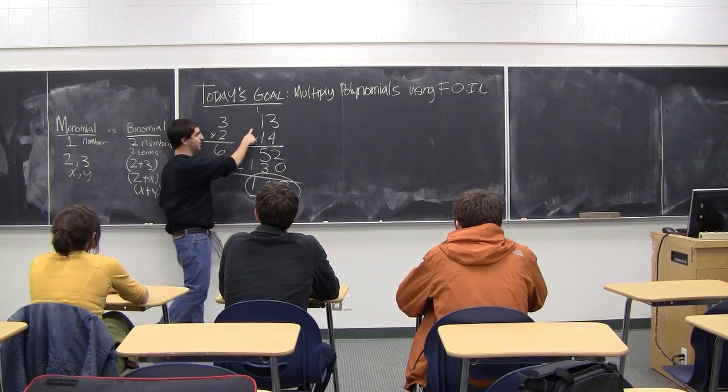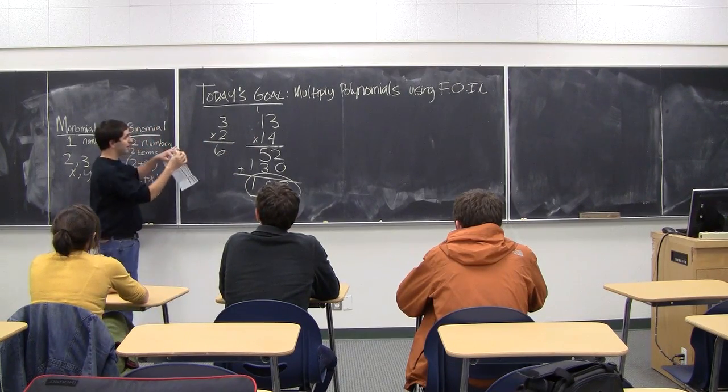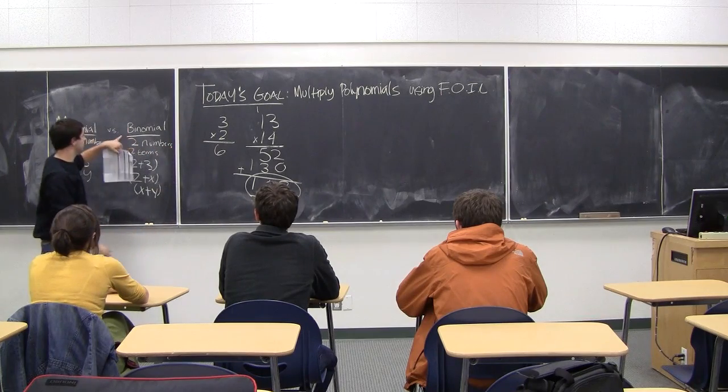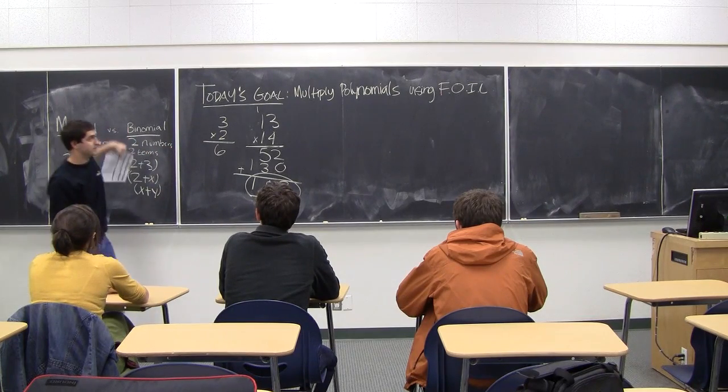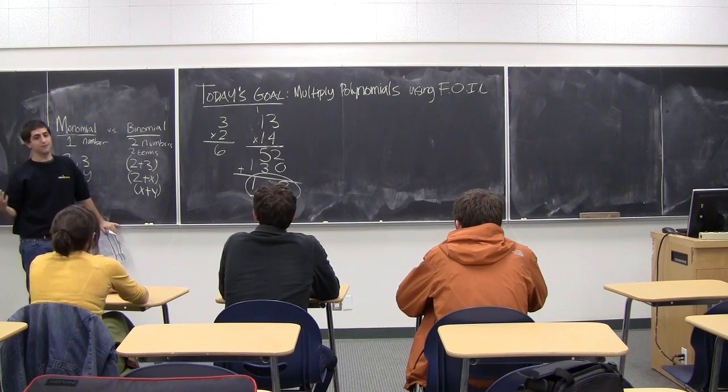And those are both monomials because 13 is one number and 14 is one number. So we already know how to multiply monomials, but we need to know how to do binomials or polynomials, which would be kind of like a binomial, but it could have 3 terms or 4 terms or even more.